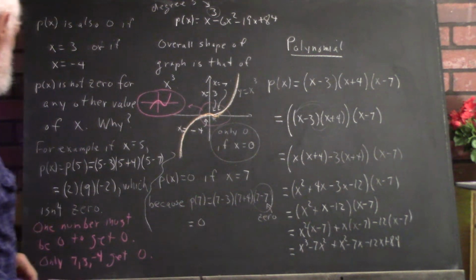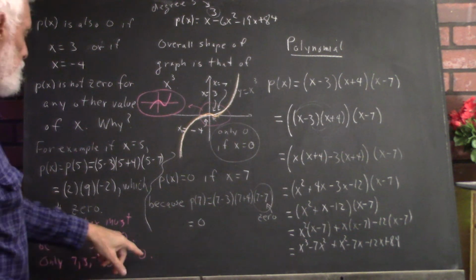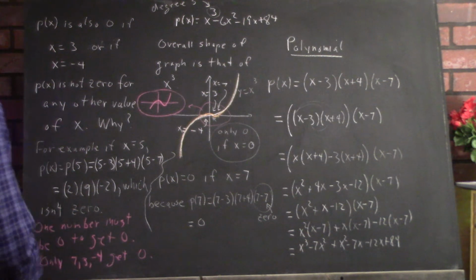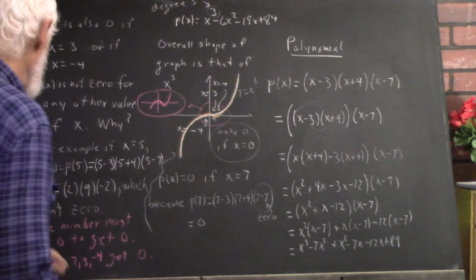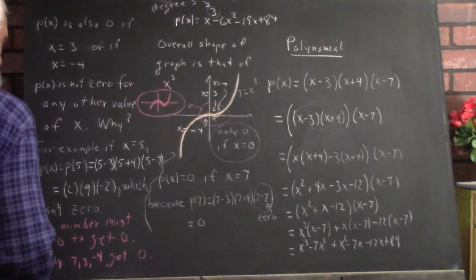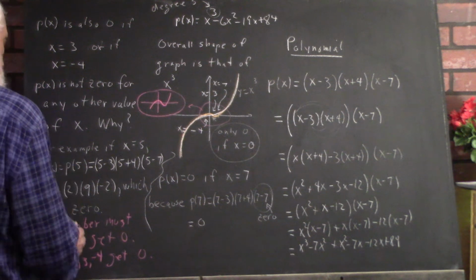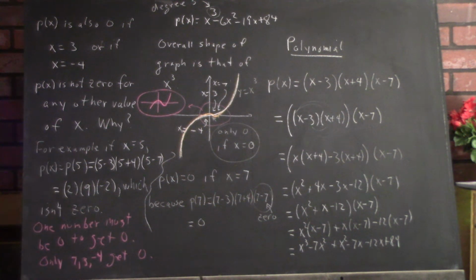So, now down here I say one number must be 0 to get 0, and only 7, 3, -4 get 0. Could have said that a little more properly if I'd had more room to write it. I would say that p of x is going to be 0 only for these values of x.